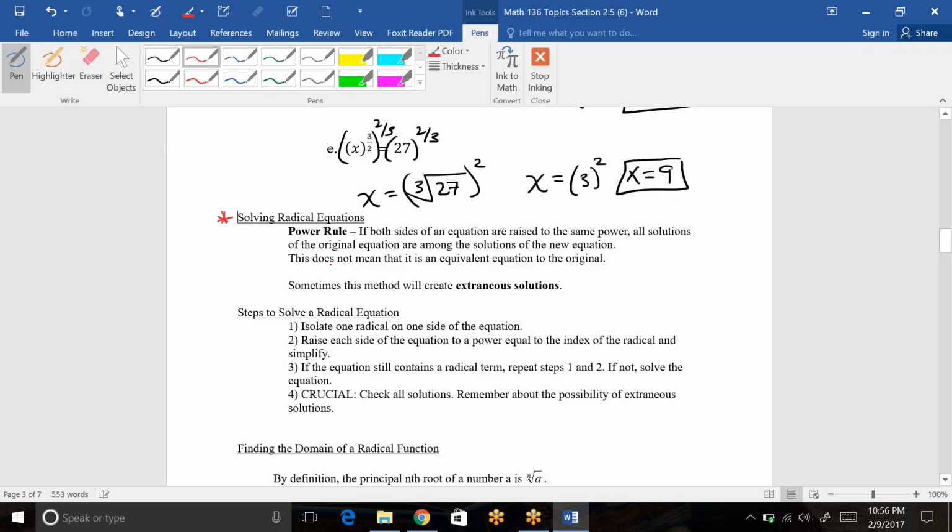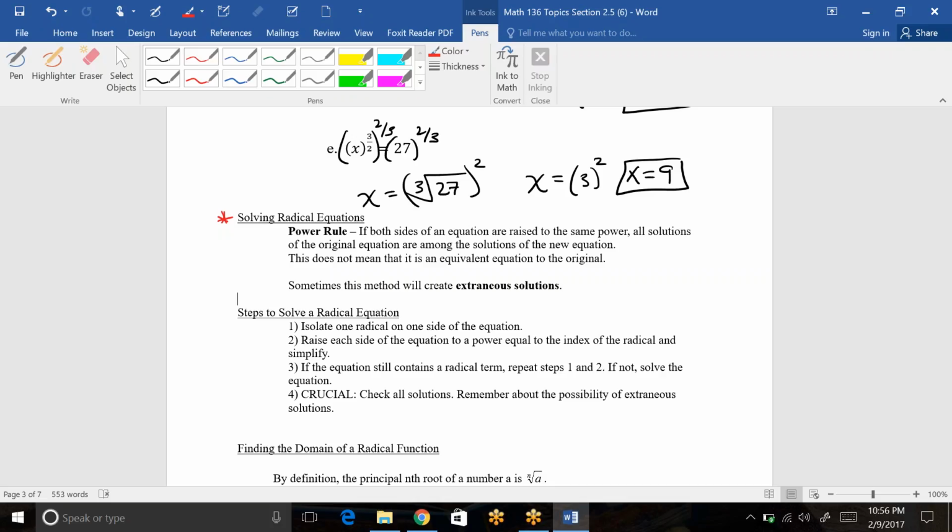We use something called the power rule, which says if you want to get rid of a radical, you can raise both sides to the same power, like squaring both sides. The only problem is when you do that, anything that had a negative base originally ends up being positive. So you may get that your two sides of your equation are not balanced still, and that means we have extra solutions or extraneous solutions.